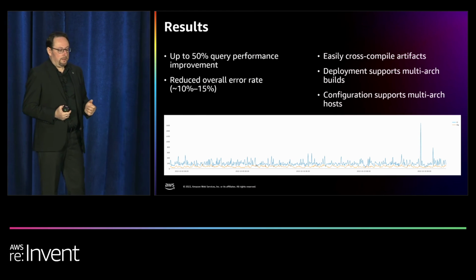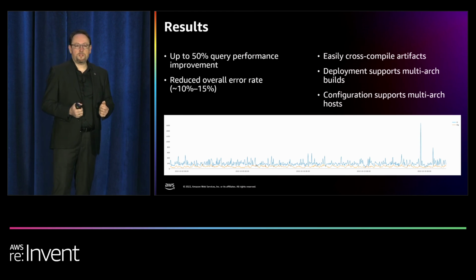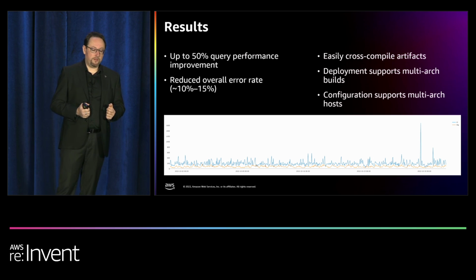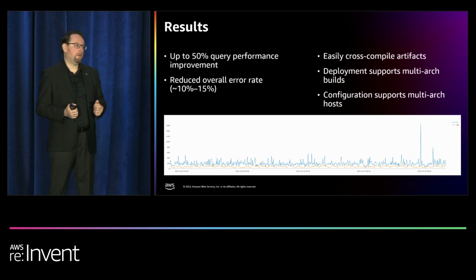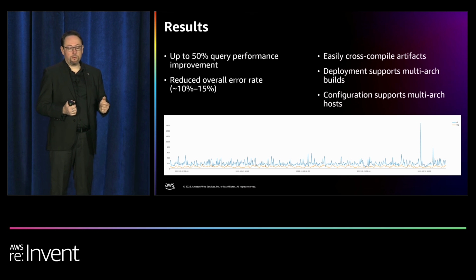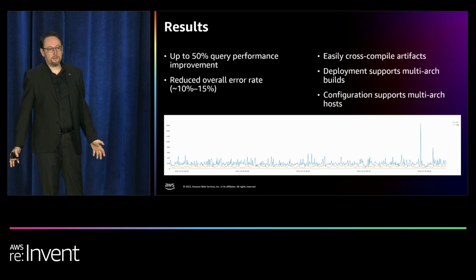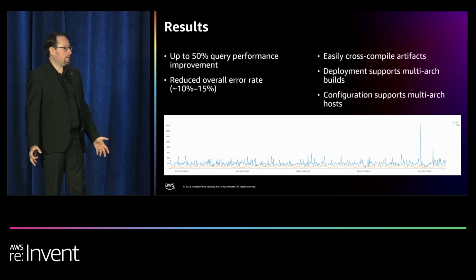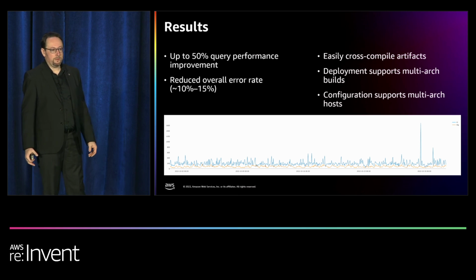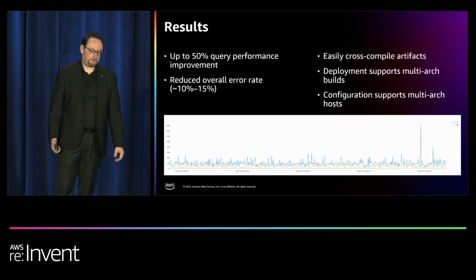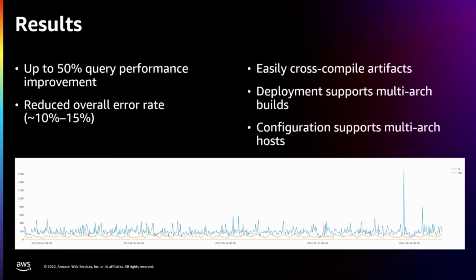So finally, here's the summary of all this. Up to 50% query performance improvement. The error rates, what's errors? It's basically timeouts of queries that did not finish in time. These were reduced by 10 to 15%. It's pretty easy to cross-compile all the artifacts. Now we do have support in our build systems and deploy systems for both architectures, which means we are ready to start taking on more workloads, and we've done all the heavy lifting. Again, the graph here, the colors are now inverted, but you can see how the Graviton fleet is way less spiky than the Intel one.